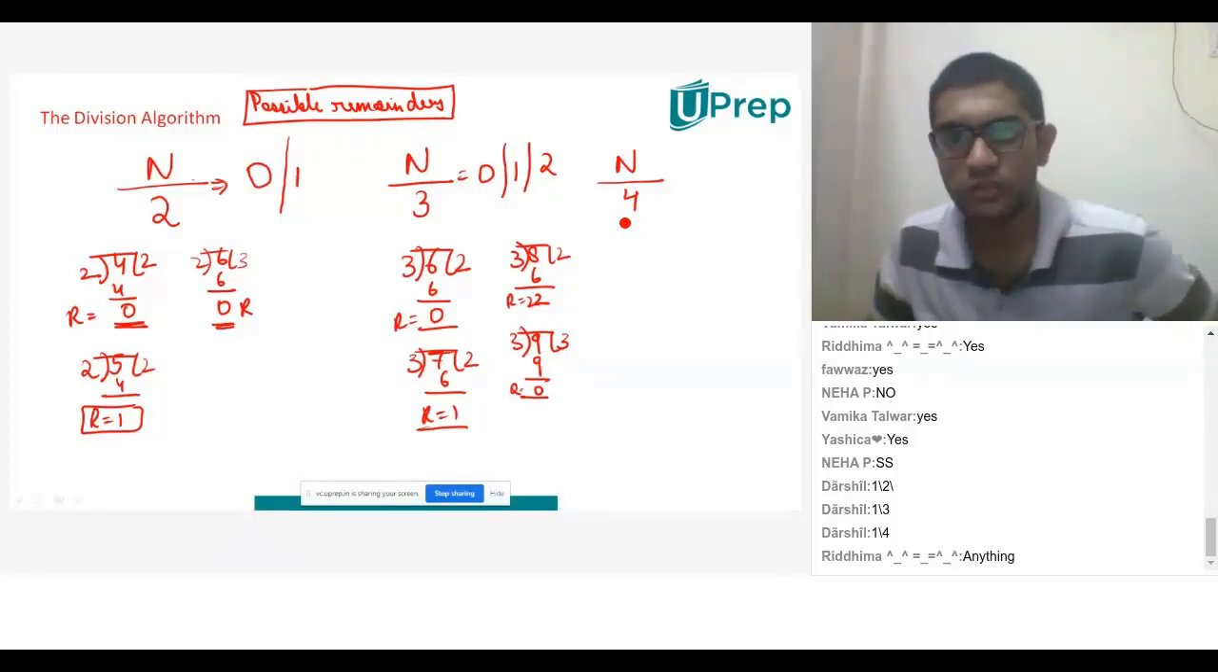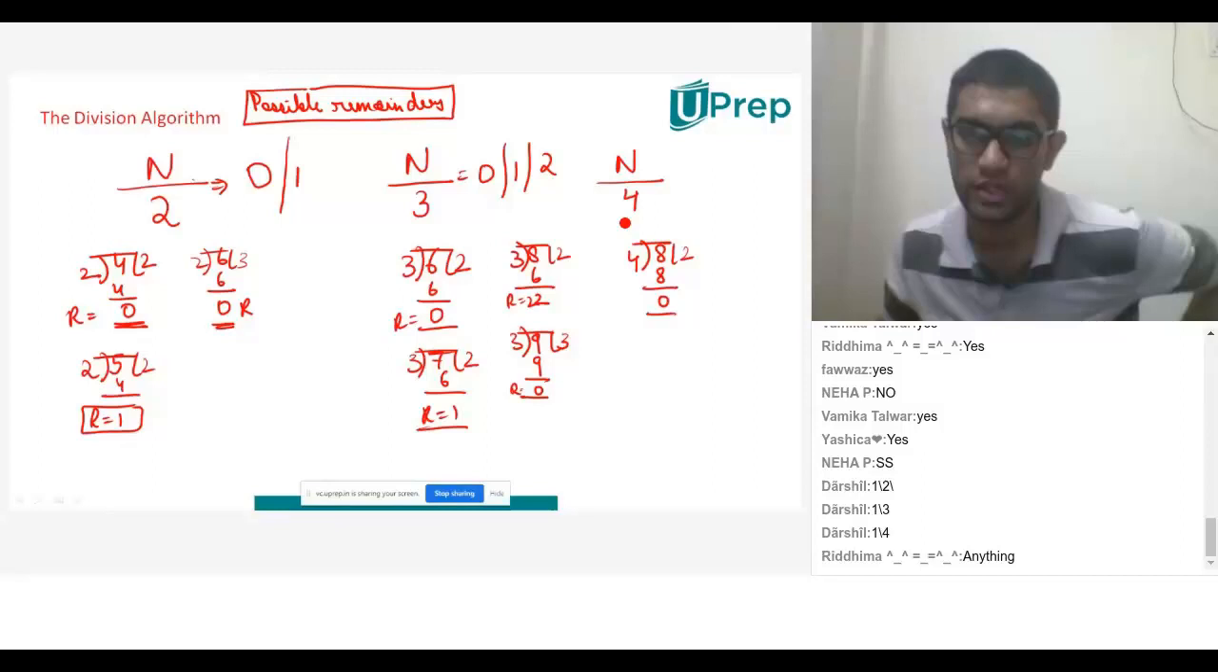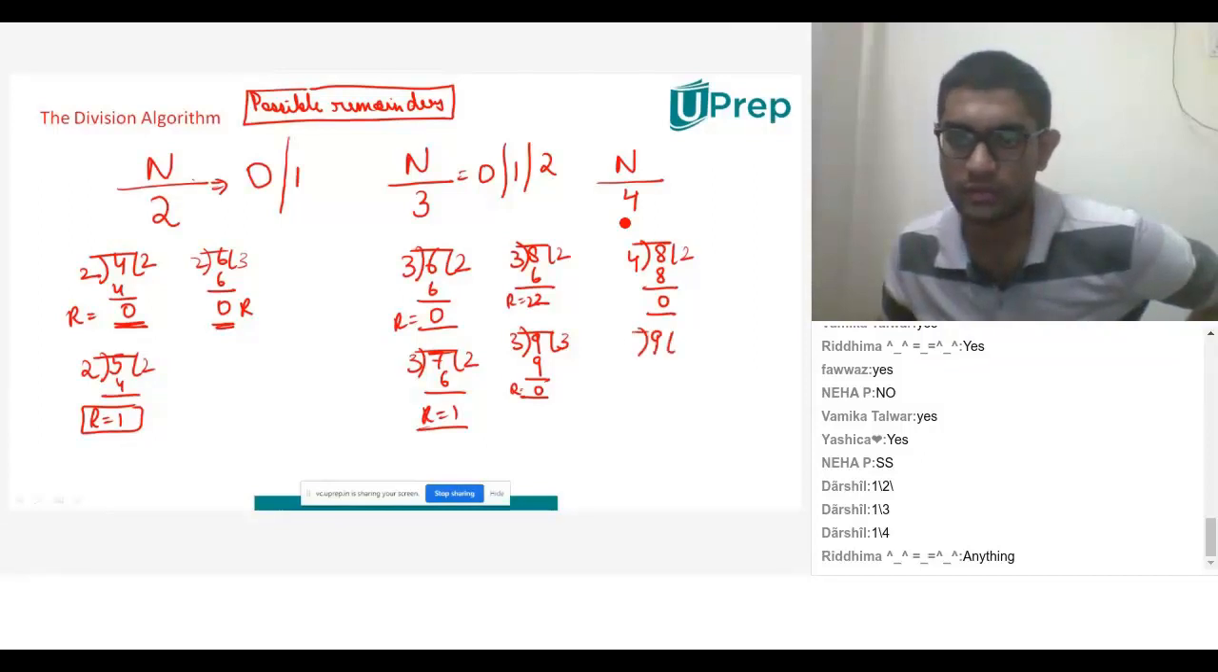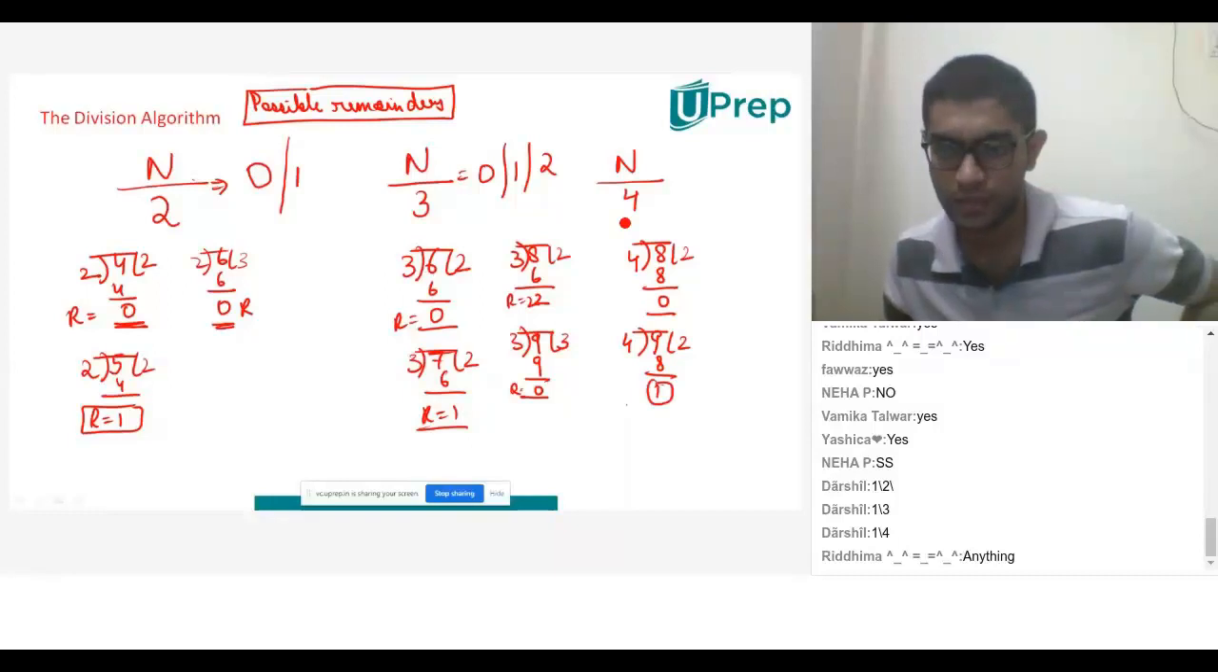Now, what if I divide a number by 4? For example, 8 is divided by 4. 4 2s are 8, remainder 0. 9 by 4. 4 2s are 8, remainder 1. 10 by 4. 4 2s are 8, remainder 2.